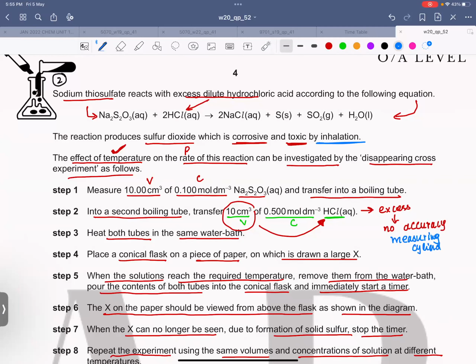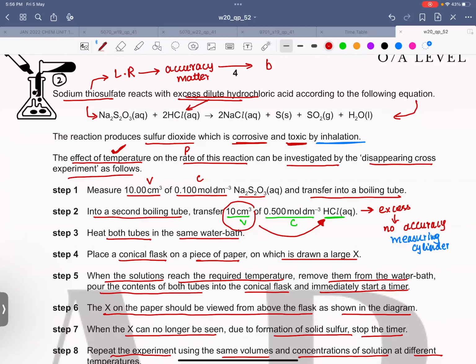Because it is already in excess. And here, if you see, sodium thiosulfate reacts with excess hydrochloric acid, which indicates that it is the limiting reactant. So here, accuracy matters, and we need an accurate 10 centimeter cube of sodium thiosulfate. For that, we can use the tap in the burette, and the maximum volume that we can obtain from the burette is 50 centimeter cube.